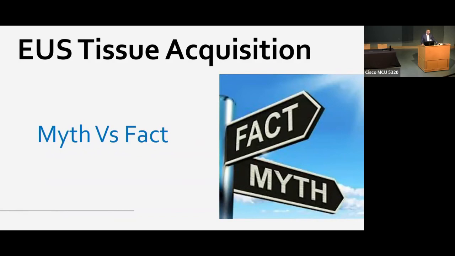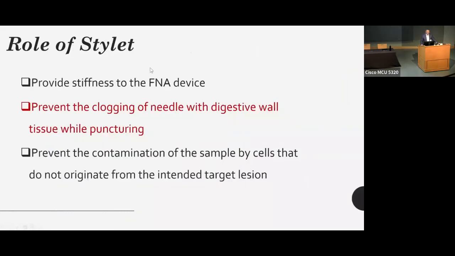So I would tell you this is something national and international, and you'll see right now going through the myth versus fact. We'll talk a little bit about the role of the stylet. So you know why we have a stylet inside the needle. If you see the FNA needle, you'll find that it has a tiny, tiny stylet inside it. And that stylet is there to provide stiffness to the device and mainly to prevent the clogging of the needle with the digestive wall. What we mean by that, the stylet will block your FNA needle so that once you go inside the tissue, you remove the stylet and take the tissue.